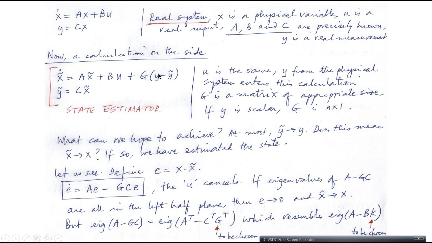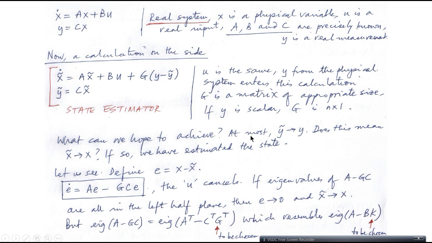Now remember, in the scalar input, scalar output case, y is just a number, right? So if y is just a number, what is G? G has to be a column matrix of the same size as x tilde, which has the same size as x. And the output of this calculated system, y tilde, is cx tilde. This calculation is called a state estimator. Remember, u is the same, y is from the physical system, but it enters the calculation. G is a matrix of appropriate size, and if y is a scalar, then G is n by 1.